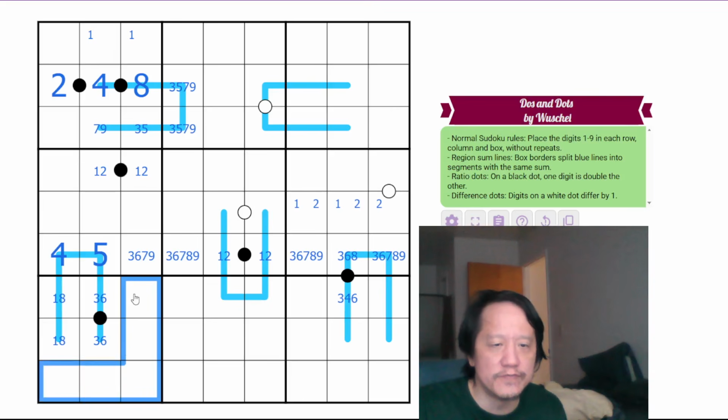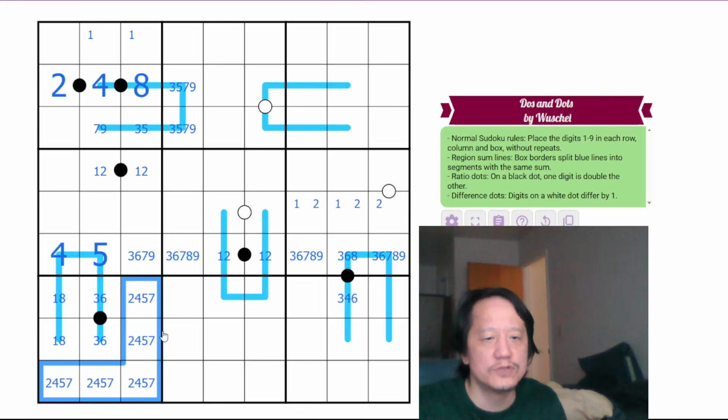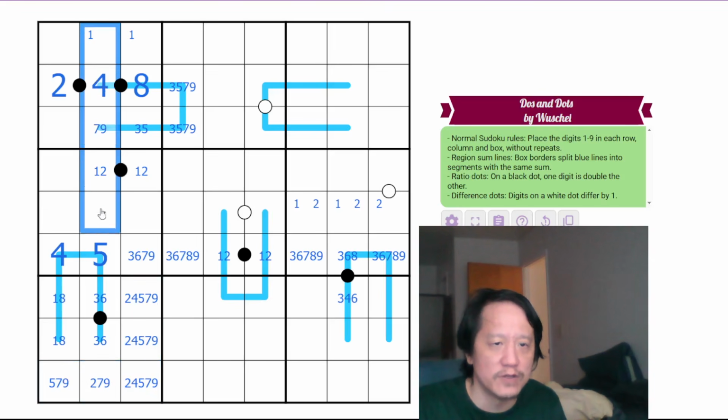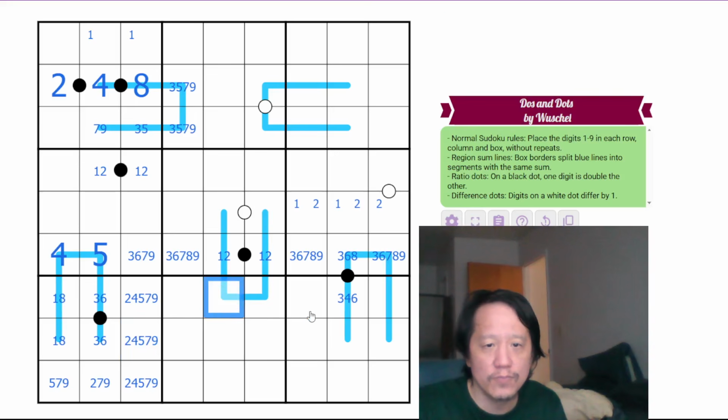Remaining digits of box 7, we have 4, 5, 2, 7, 9. No 2 or 4 here, no 4 or 5 here because of digits respectively in their column. Okay, so what are the possibilities here? These are consecutive, that's fine.